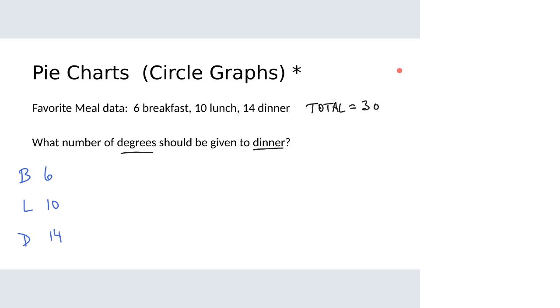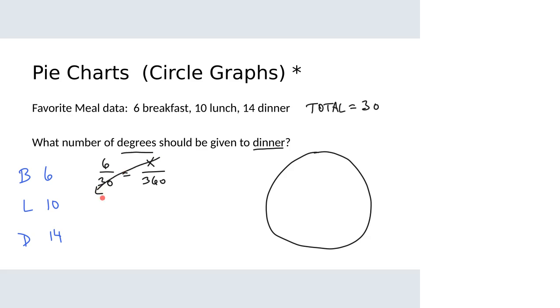I'm going to use this information to make a pie chart that has 360 degrees in it. We'll go ahead and start with breakfast over here. 6 out of the 30 people chose breakfast. So how many out of the 360 degrees should be given to breakfast? We cross multiply, and we have 30 times x is whatever 6 times 360 is, 2160. Divide both sides by 30, and we see that 72 degrees is going to be given to breakfast.